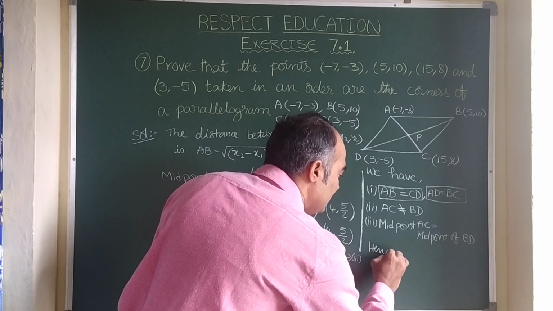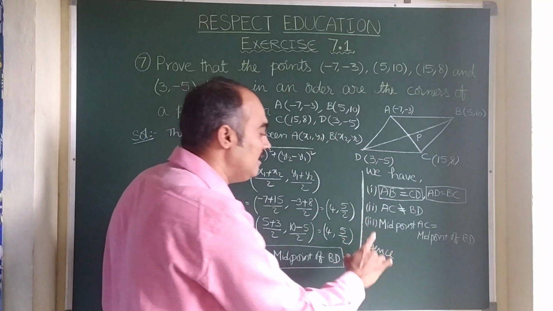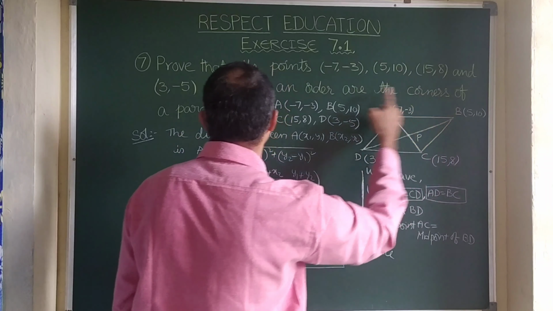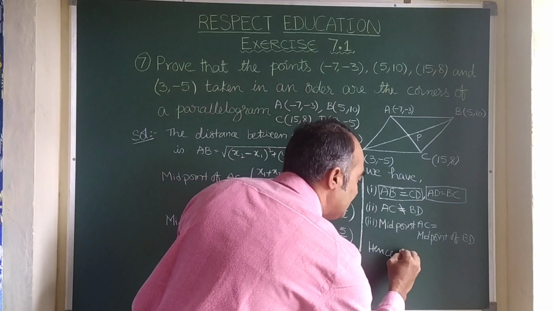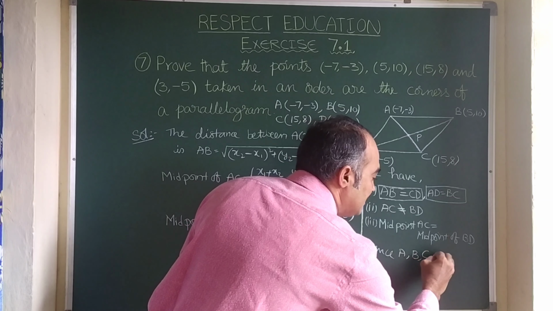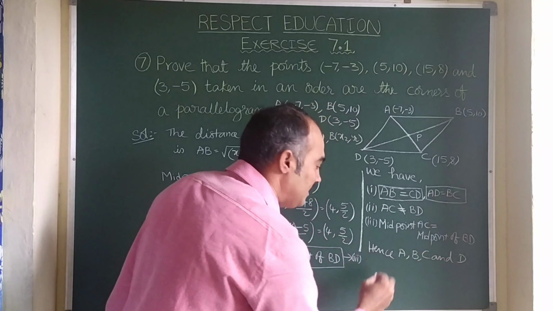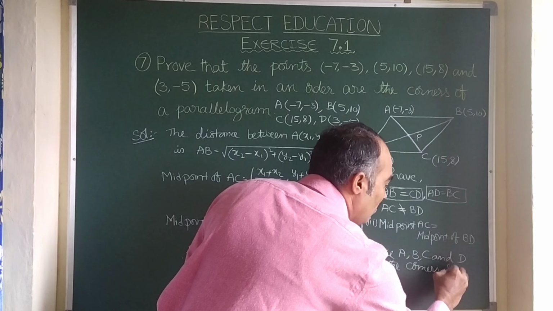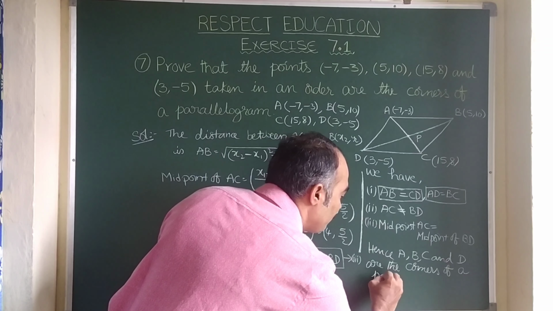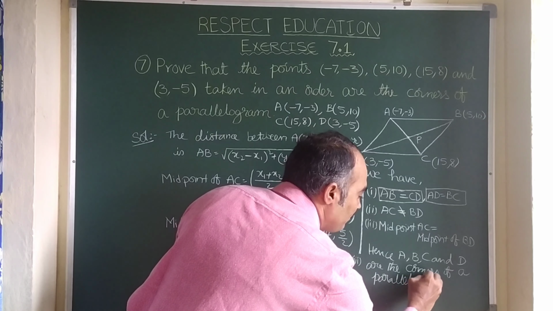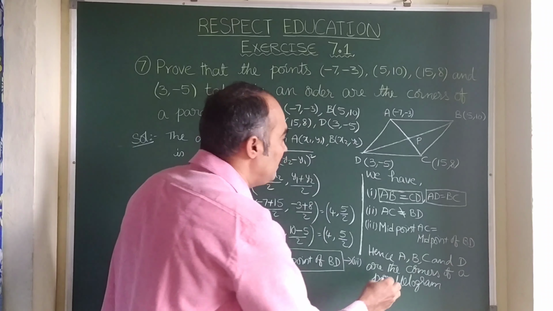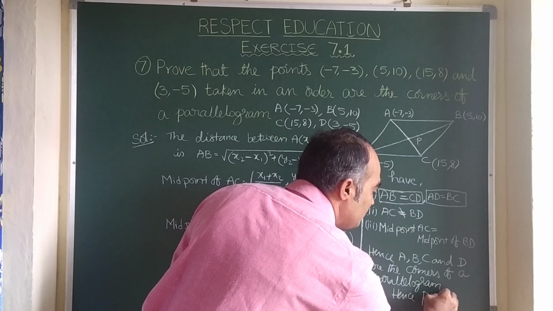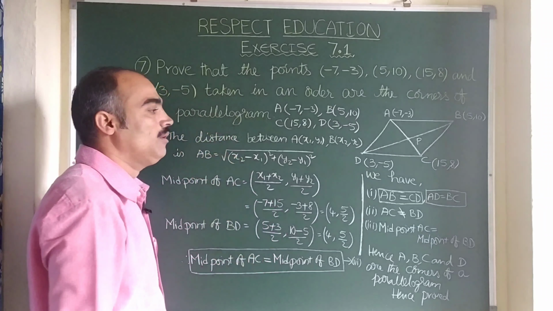Hence, since all these conditions get satisfied, these given points A, B, C and D are the corners of a parallelogram. With this it is proved, as required. Hence proved. With this, the seventh problem gets completed.